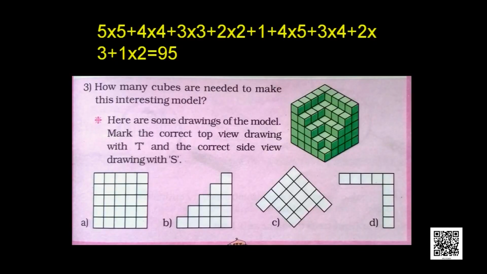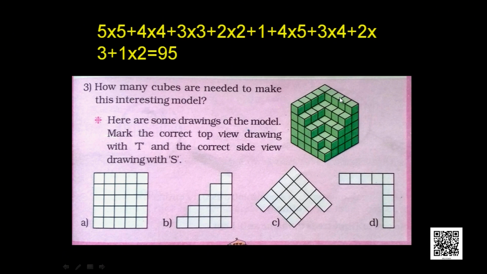Now, you see this design. You see the movement of my mouse arrow. Here, how many cubes are needed to make this interesting model? Here is a model. It is made up of cubes. We have to find out how many cubes. Now, how many cubes are there here? 1, 2, 3, 4, 5.